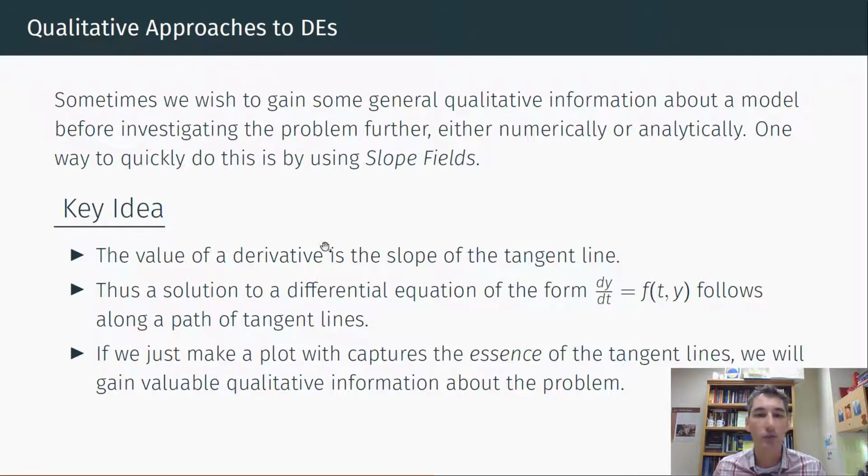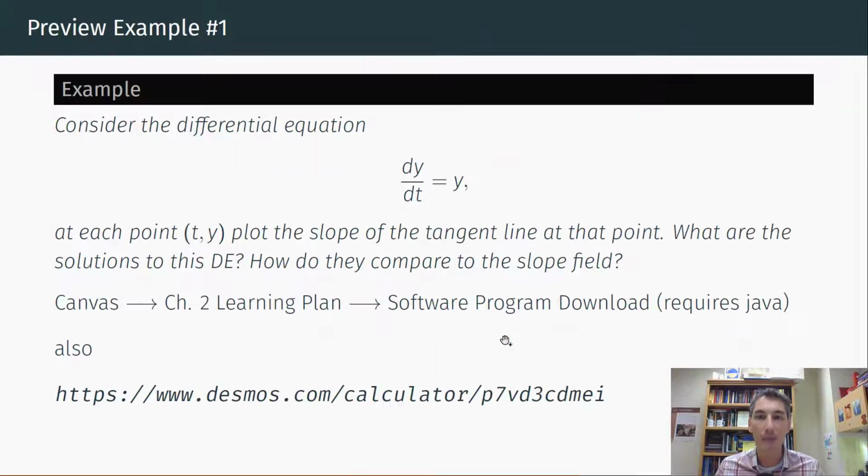We look at the derivative, and in a differential equation, something like dy/dt, that's telling us about the derivative. Well, the derivative is the slope of the tangent line. So really, differential equations are speaking the language of slope. If a differential equation is dy/dt equals some right-hand side, some function of t's and y's, then we could think about at every point (t, y), what is the slope? What would the tangent line look like? And essentially, we just make a plot that captures the essence of those tangent lines. And that plot is called a slope field.